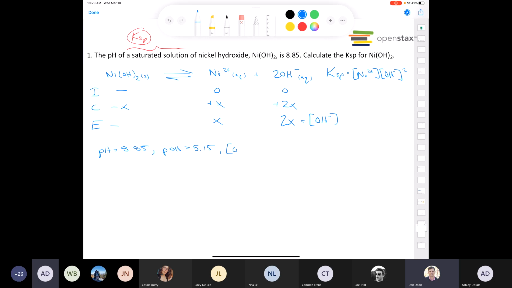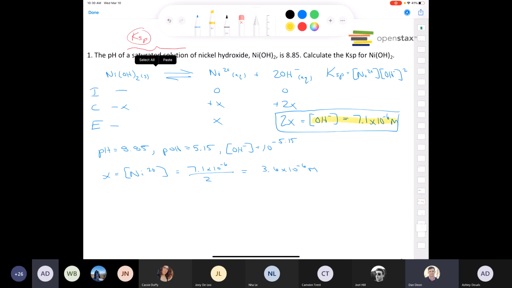So that means the concentration of hydroxide is going to be equal to 10 to the power of negative 5.15. We get that the concentration of our hydroxide is equal to 7.1 times 10 to the negative 6 molar. Now we've worked that out, but we know that that's equal to 2x. So that means that x, which is equal to the concentration of our nickel ions, is going to be equal to 7.1 times 10 to the negative 6 divided by 2, which gives you 3.6 times 10 to the negative 6 molar. Now we have everything we need.